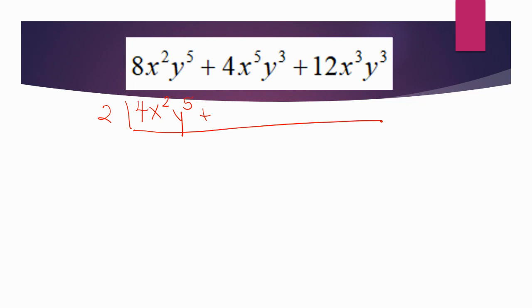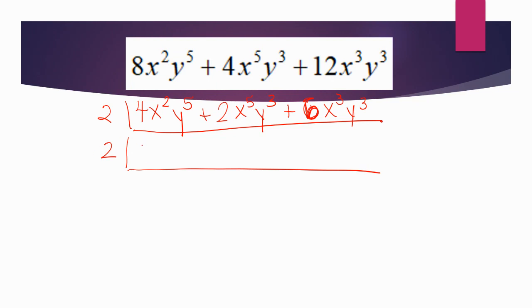2 times what gives me 4? 2 times 2, right? We're not dealing with our variables yet. 2 times what gives me 12? 2 times 6, right? So 6x to the third, y to the third. Now, you want to look at 4, 2, and 6. Do they have another number in common? 4, 2, and 6 all can be divided by 2, right?